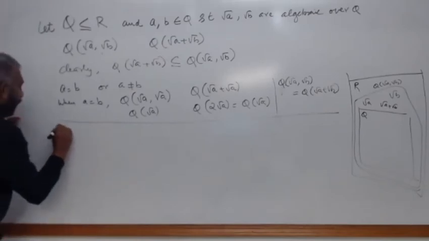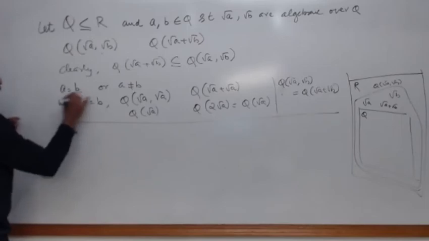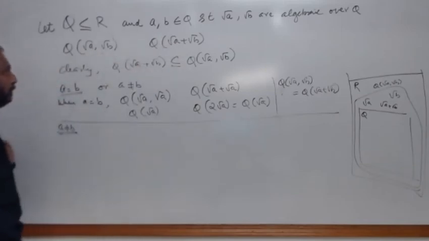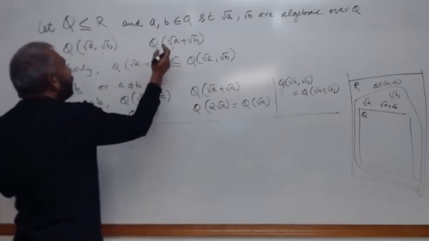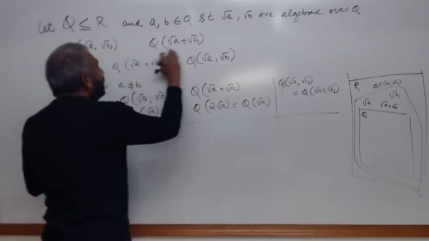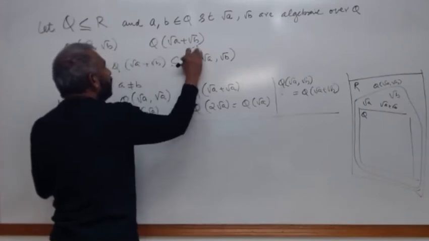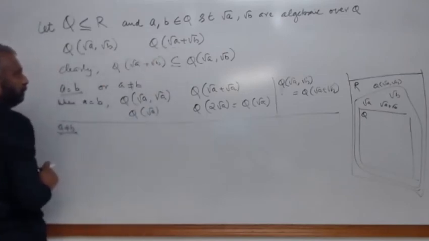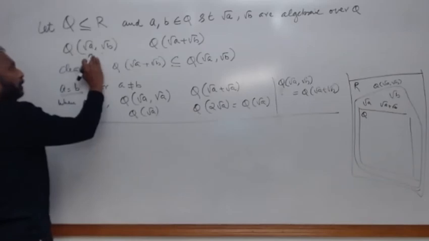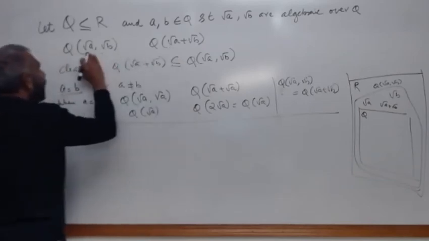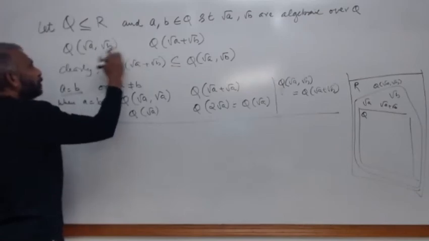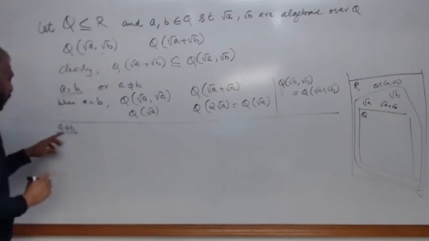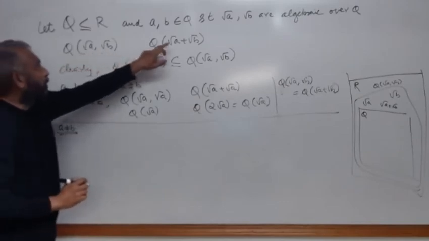Now, when A is not equal to B, we want to find out whether the other inclusion is possible. So if you can find that this extension has root A and root B, then we are done. If this has root A and root B, then that is the smallest field containing root A and root B. So our idea is to find whether root A belongs to this or root B belongs to this.